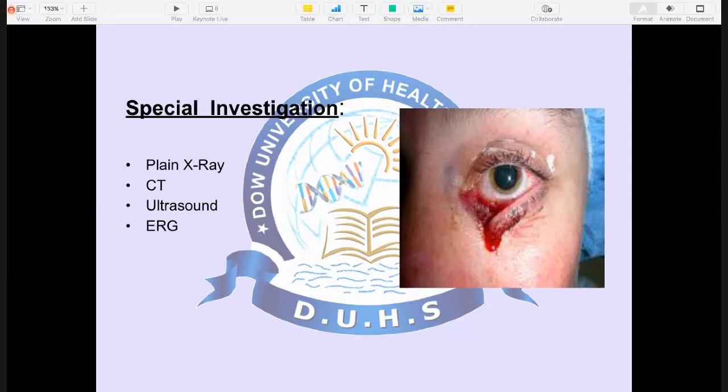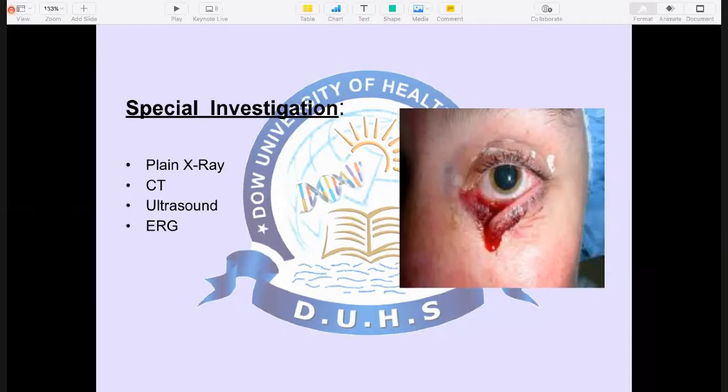Now, if you look at this picture over here, what do you think has happened to the patient? Guys, tell me. The patient, lower lid laceration, excellent. Okay, so this is a lower lid laceration, and the lower lid is torn from the medial canthus, and it seems to be hanging down. So this is clearly a very sharp injury.